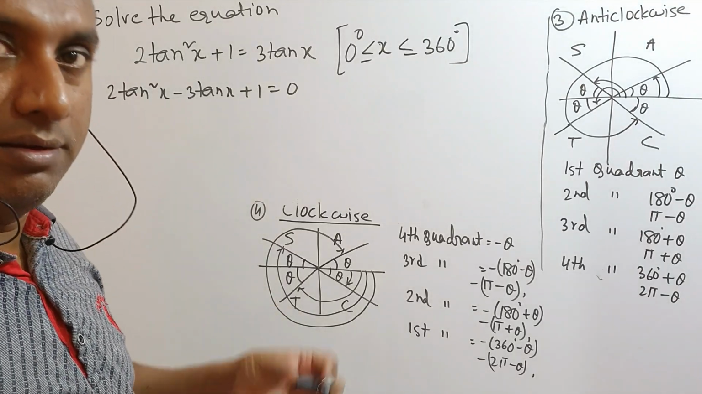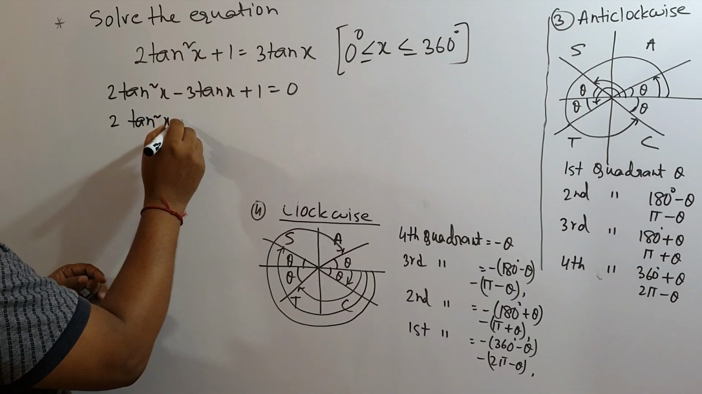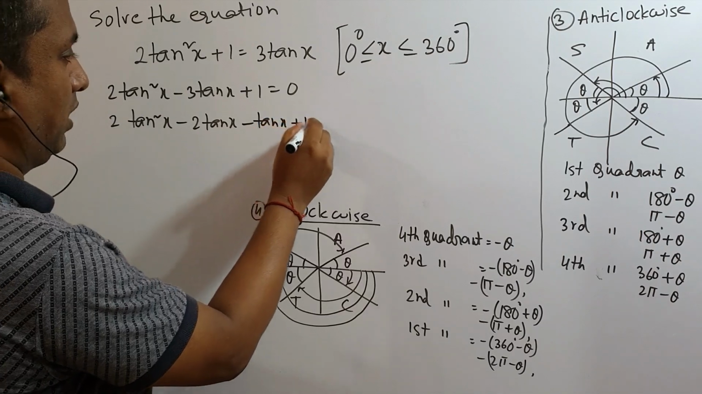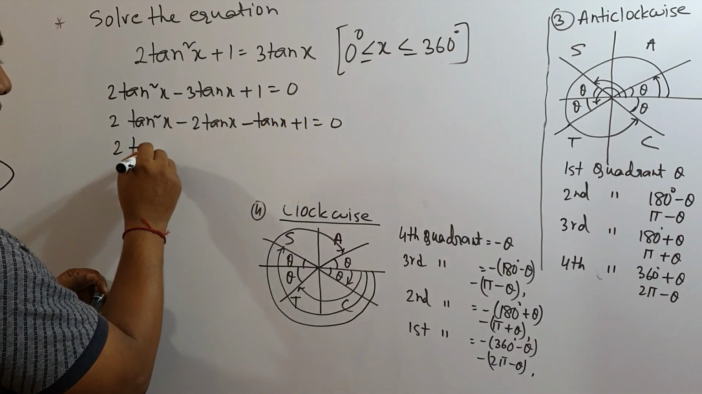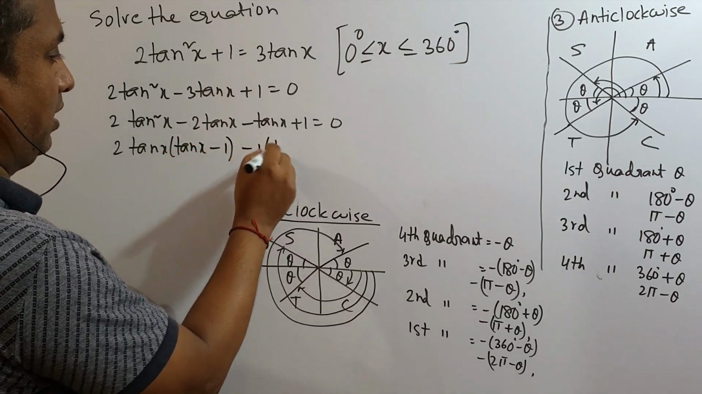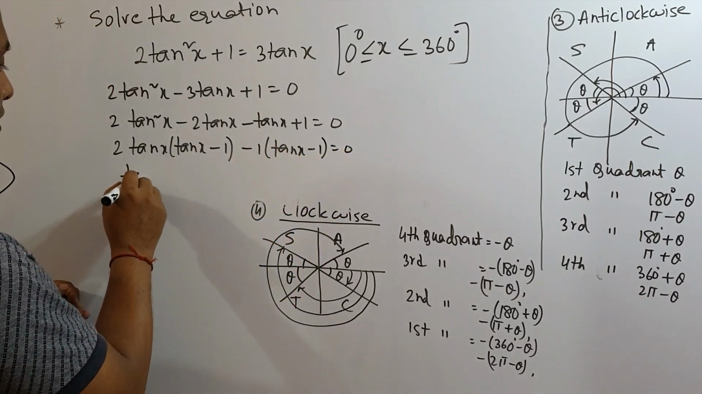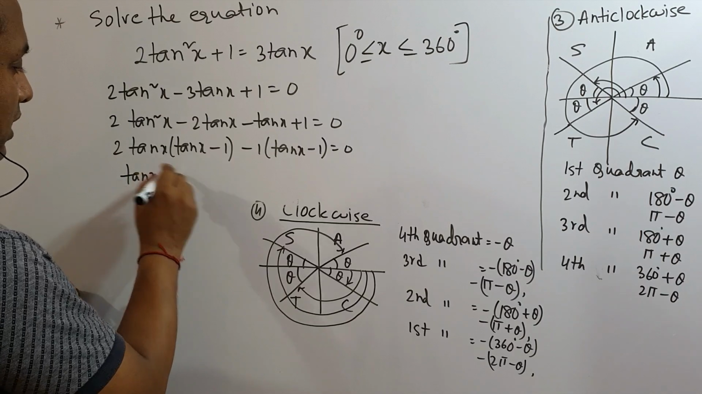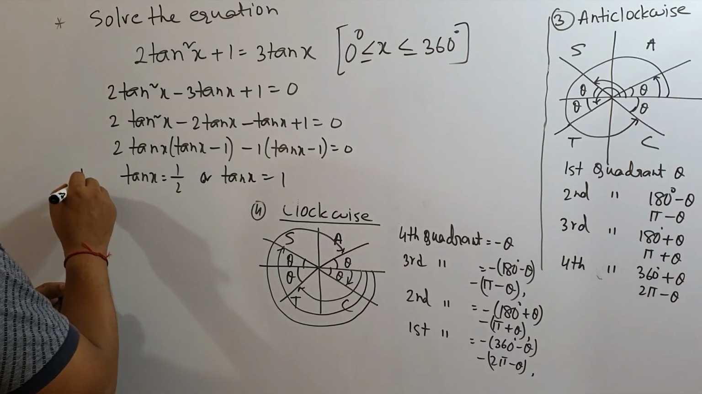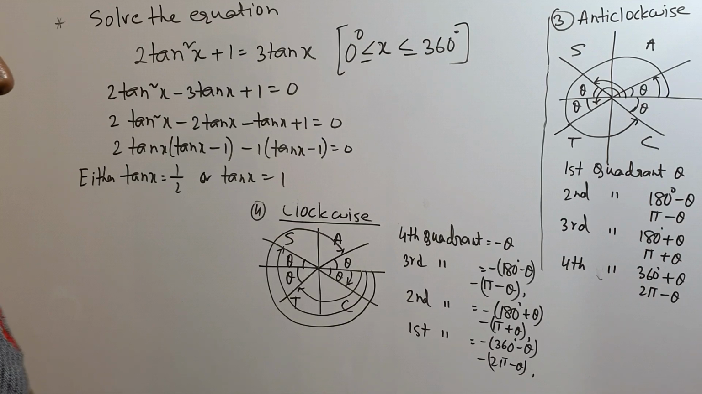As usual, like in algebra, we will factorize this one: 2 tan square x minus 2 tan x minus tan x plus 1 equals 0. Taking 2 tan x common, we get 2 tan x minus 1, and then tan x minus 1 equals 0. So there will be two values: tan x equals half or tan x equals 1.